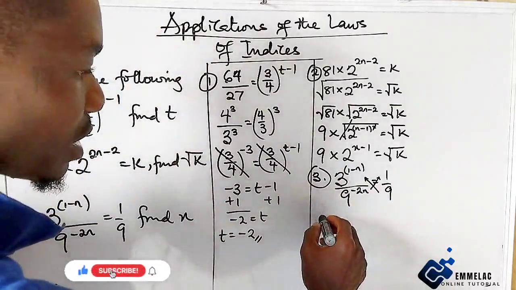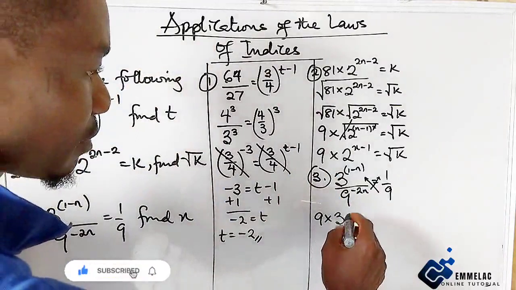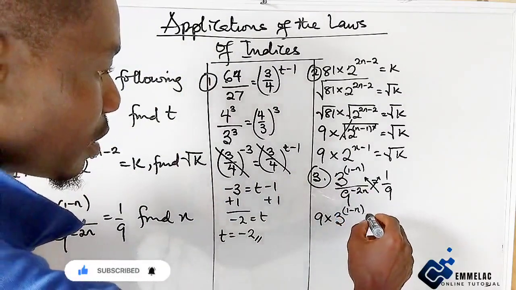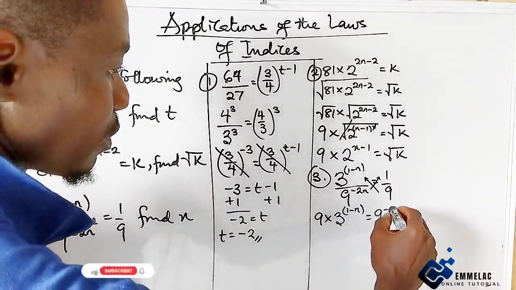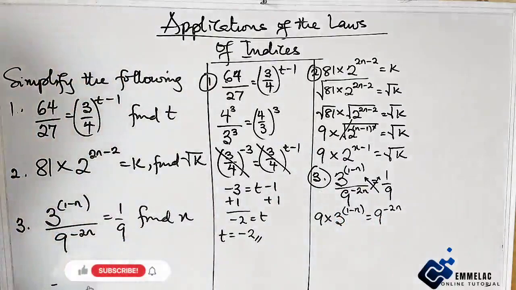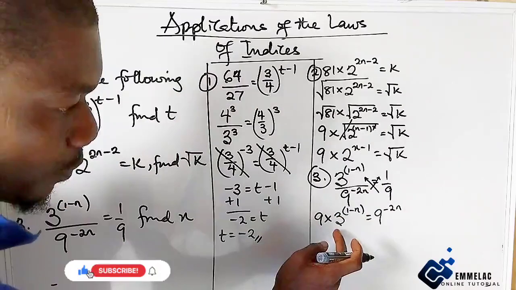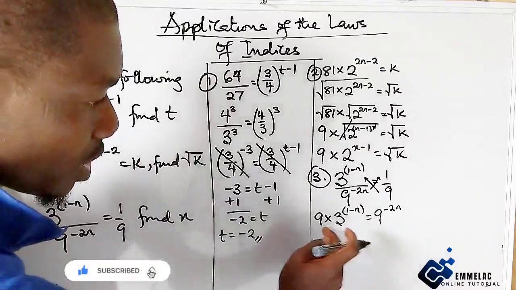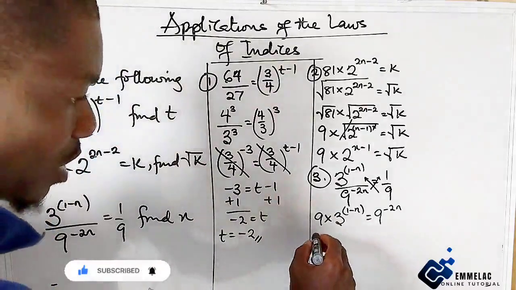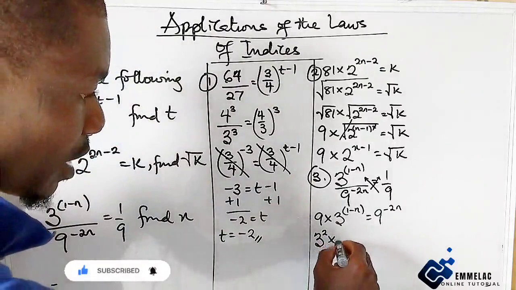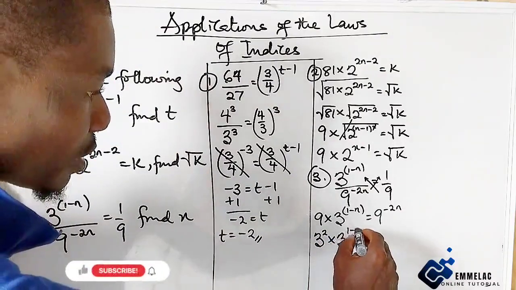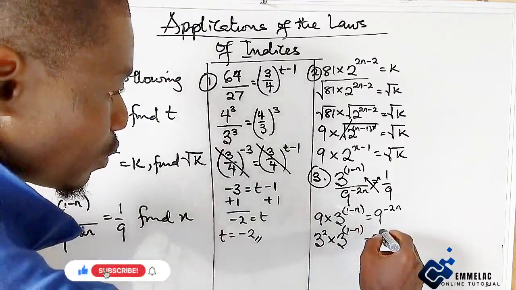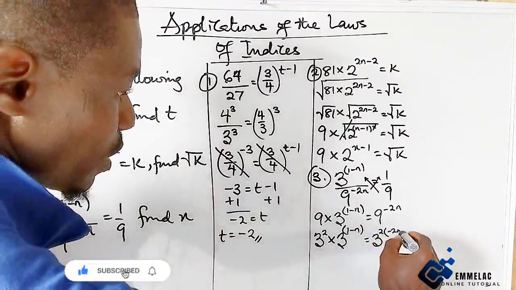So here we have 9 times 3 all raised to the power of 1 minus n, equals 9 raised to the power of minus 2n. Now since we have the lowest base, which is 3, we can make this also a base of 3, and by so doing, we have 3 raised to the power of 2 times 3 raised to the power of 1 minus n, equals 3 raised to the power of 2 times minus 2n.